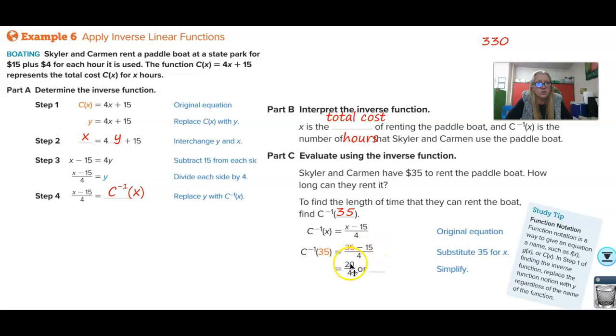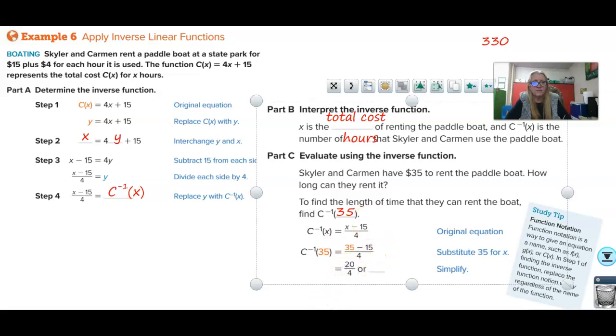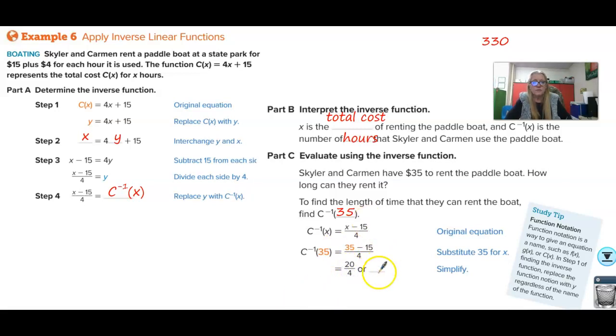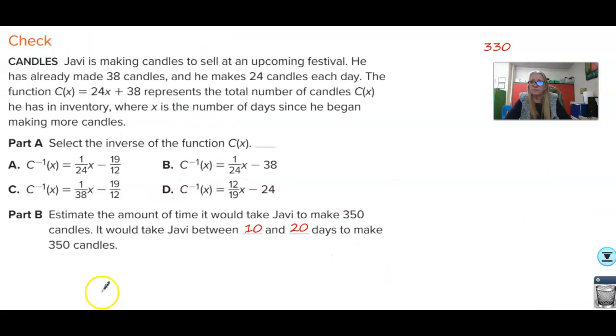35 minus 15 is 20. 20 divided by 4 is 5. And that means for $35, they could rent the boat for 5 hours. That was easy. They did most of it for us.